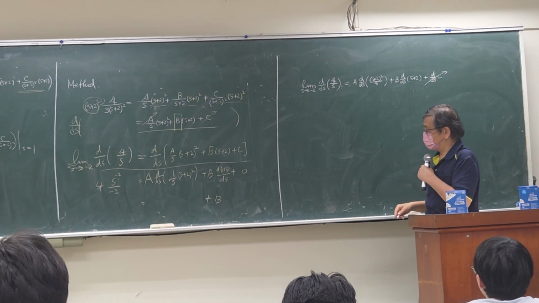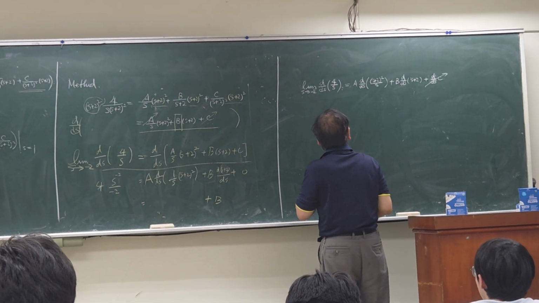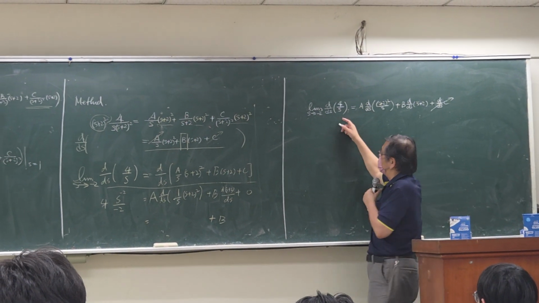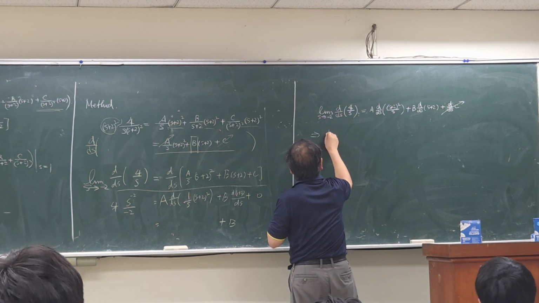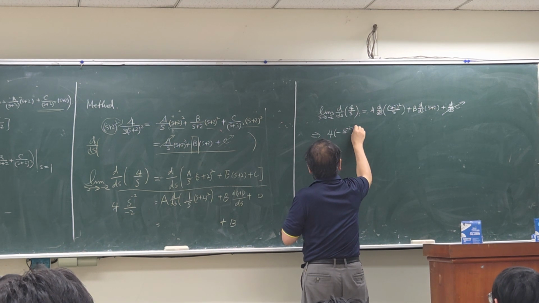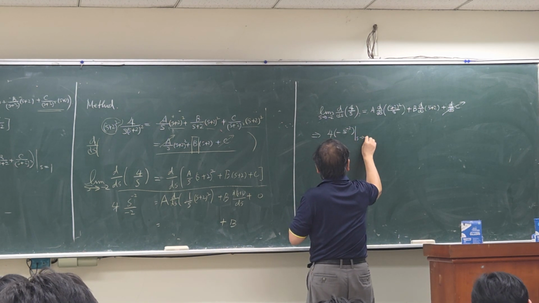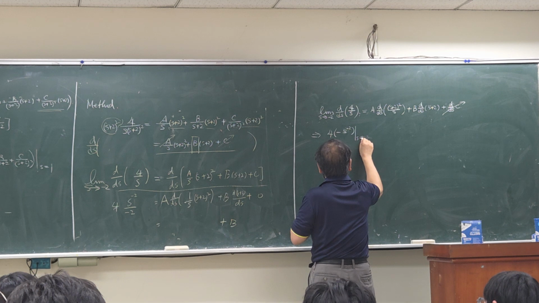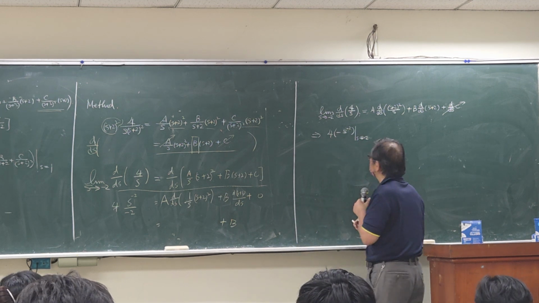This term disappears. Now this one is easy, right? We have 4 and negative, that's negative 2. This approaches negative 2.